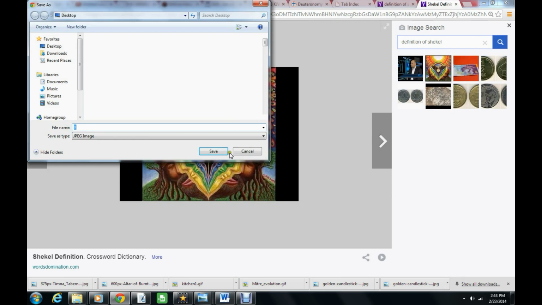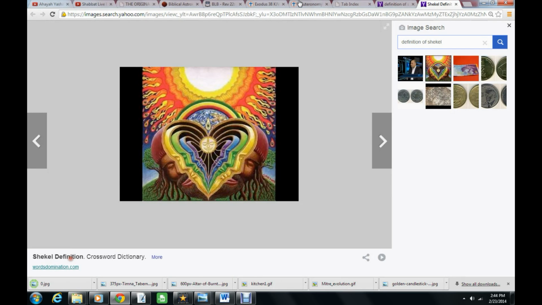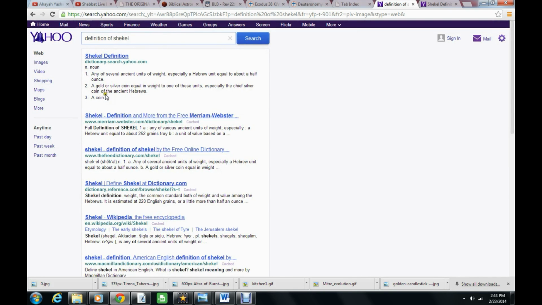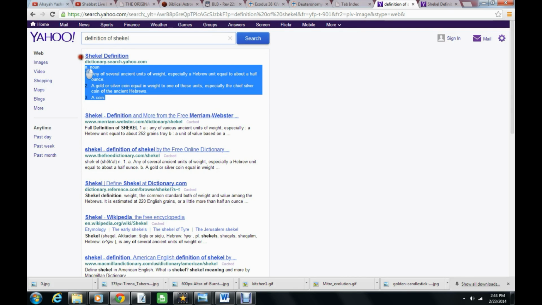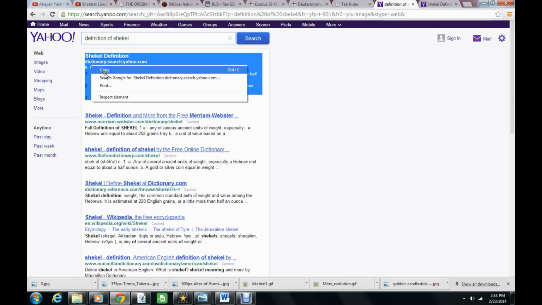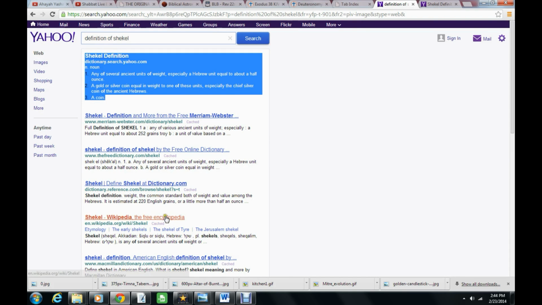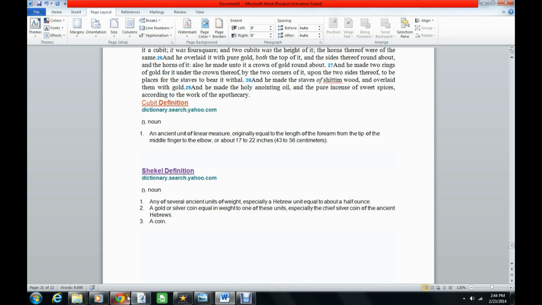And they probably have a definition there about it. So shekel, any of several ancient units of weight. So they used to weigh out their currency, especially a Hebrew unit equal to about a half ounce. A gold or silver coin equal in weight to one of these units, especially the chief silver coin of the ancient Hebrews, a coin. So a shekel is pretty much a coin. I'm gonna go ahead and save that in there too, because we can use all that.